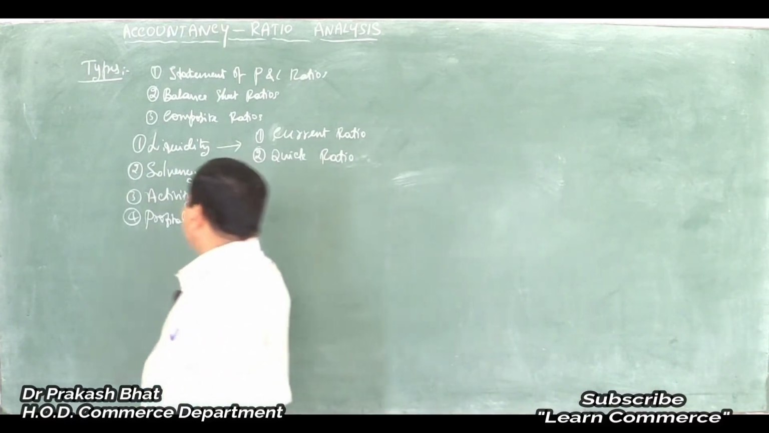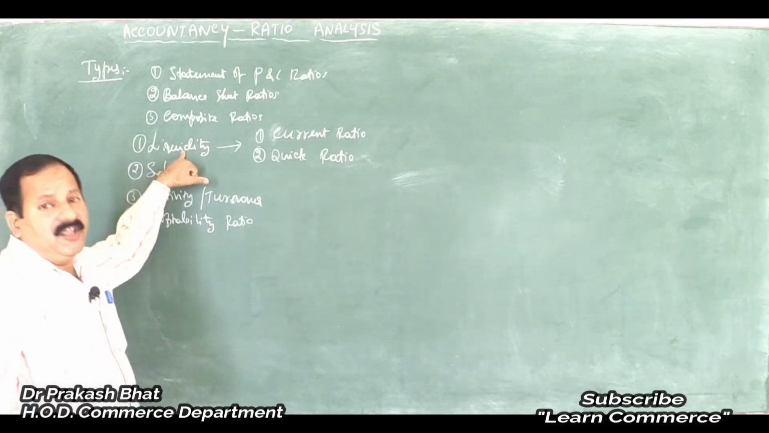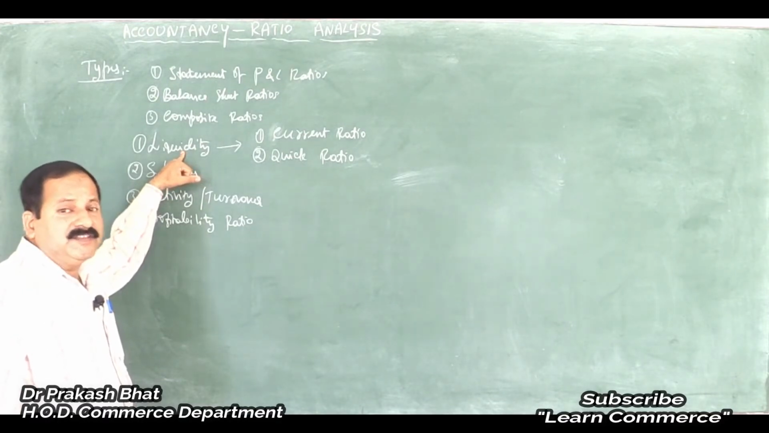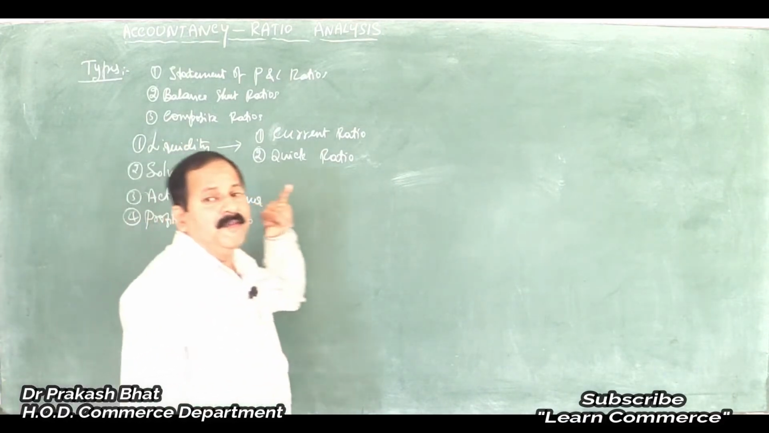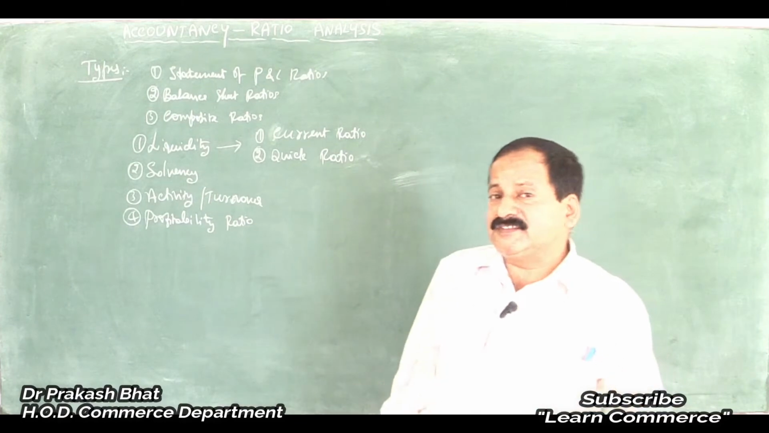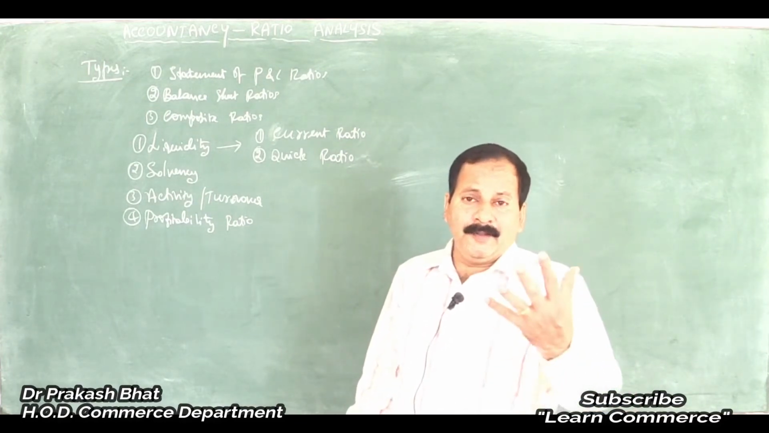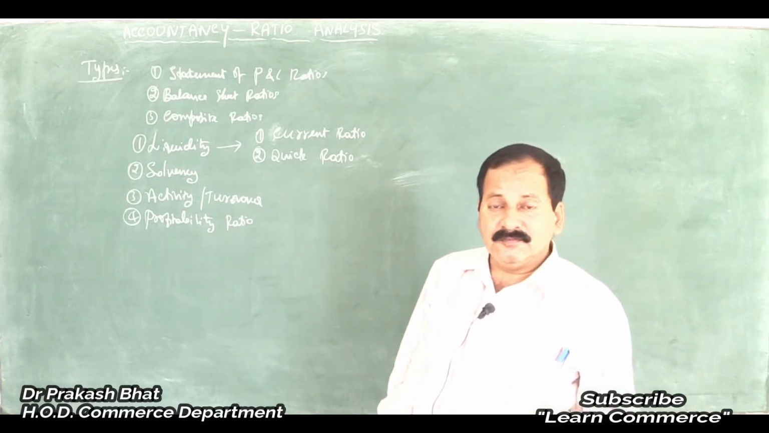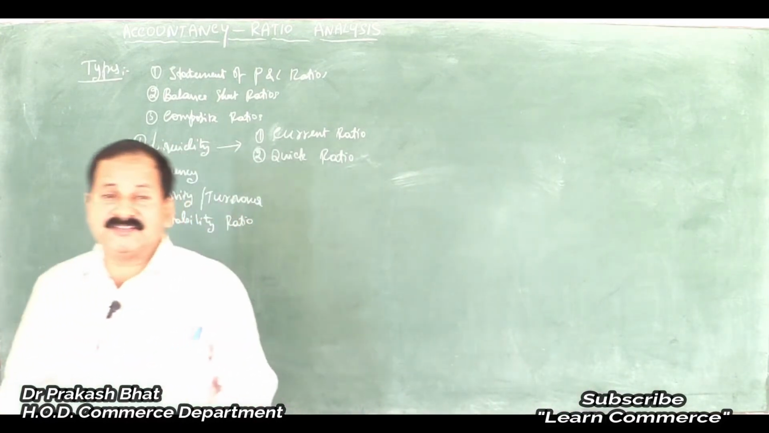First of all, let us know the meaning of liquidity. Liquidity means the ability to convert assets into cash. When the company's capacity to convert assets into cash is very easy, then it is called more liquidity. Suppose the company has more cash, more bills receivable, or short-term assets, or maybe stock, debtors, bills receivable, all this comes under liquid assets.